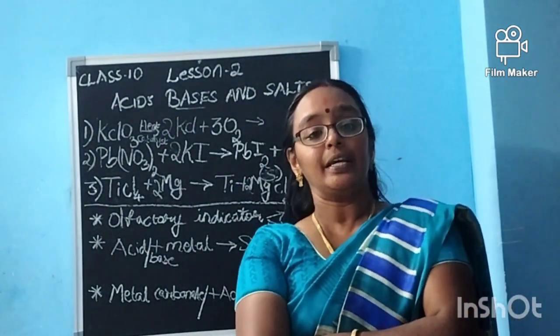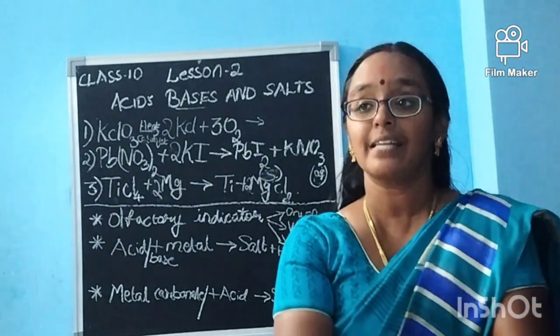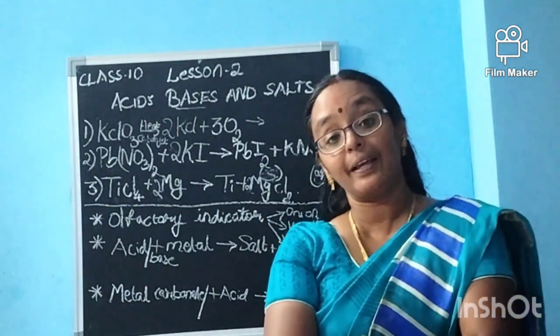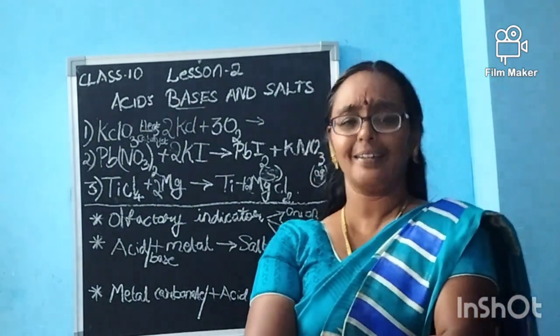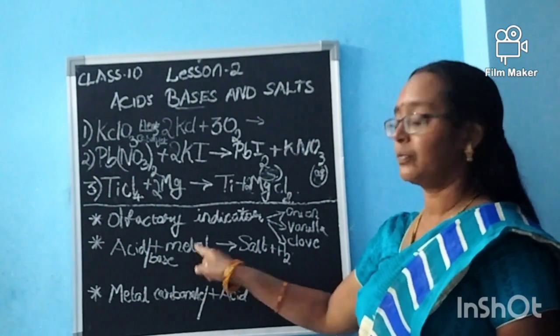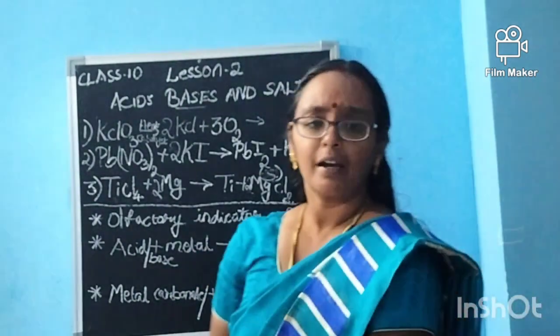Now we are going to see some reactions of acids and bases with metals, metal oxides, metal carbonates, metal hydrogen carbonates, all these. Okay, dears? First, when an acid or base reacts with a metal. What is a metal?